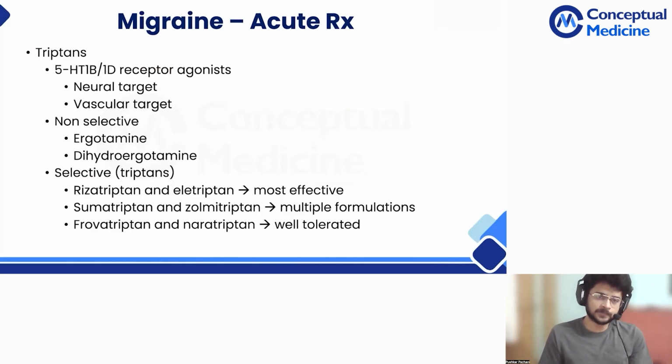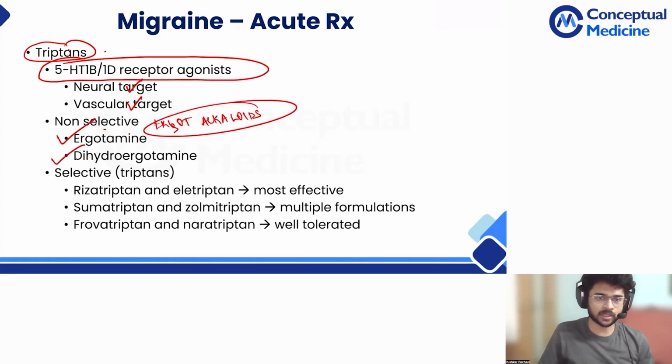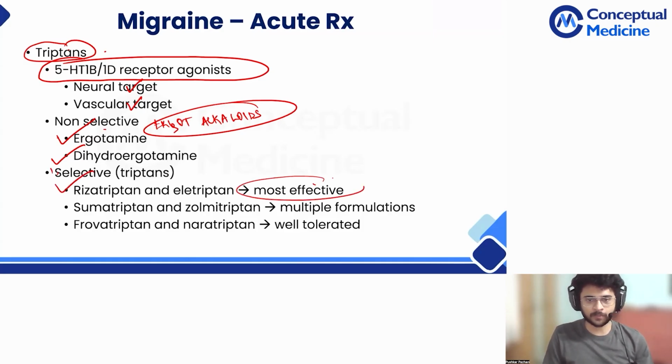Next, regarding triptans. Triptans act on the serotonergic pathway in the sense that they are 5-HT1B/1D receptor agonists. They act on both the neural targets as well as the vascular targets. Non-selective 5-HT1 agonists are your ergot alkaloids. Ergot alkaloids like ergotamine or dihydroergotamine have been used, but usually because of their safety profile, triptans are prescribed more often. Rizatriptan and eletriptan are the most effective triptans.